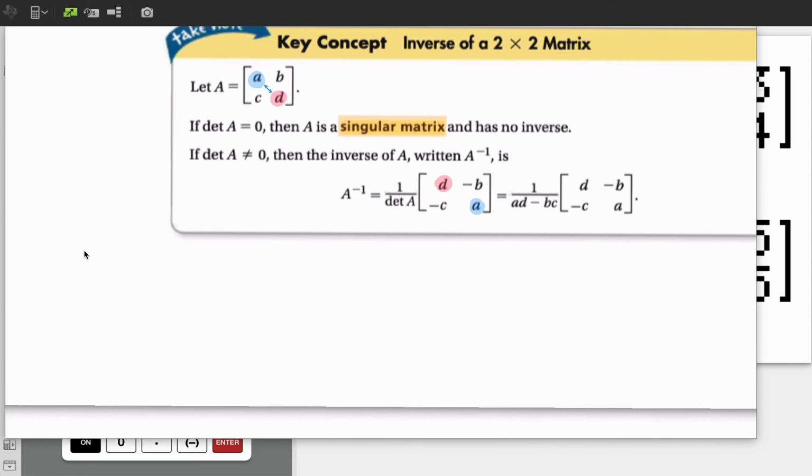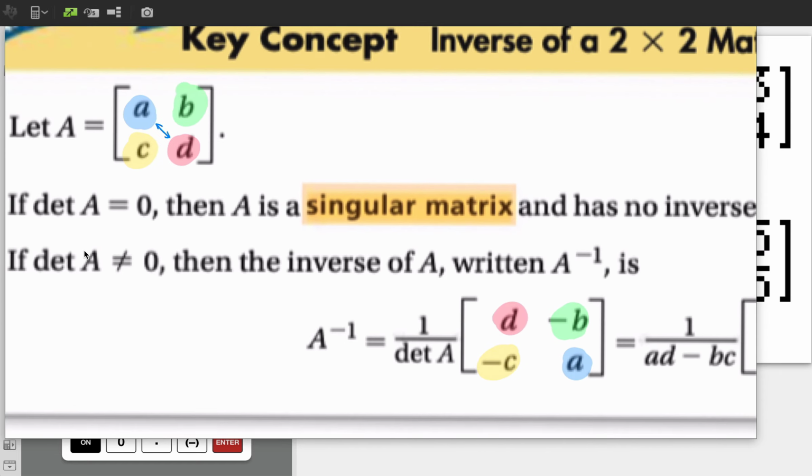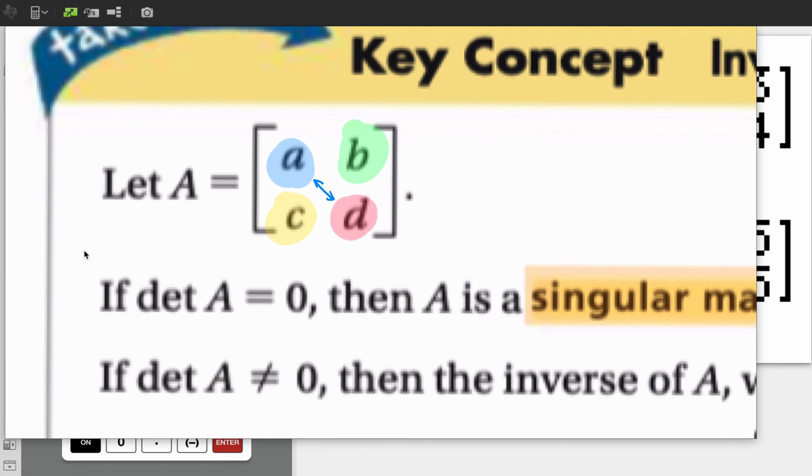Okay, and what about the others here? How does this change to there? And how does this one change here? Well, notice it's just opposites. So we are just switching these two positions, and along the minor diagonal we're just taking opposites.